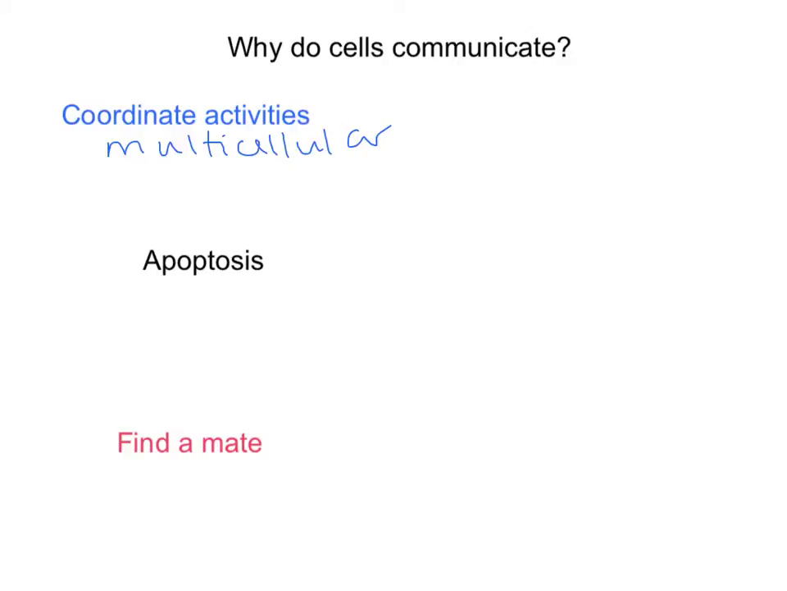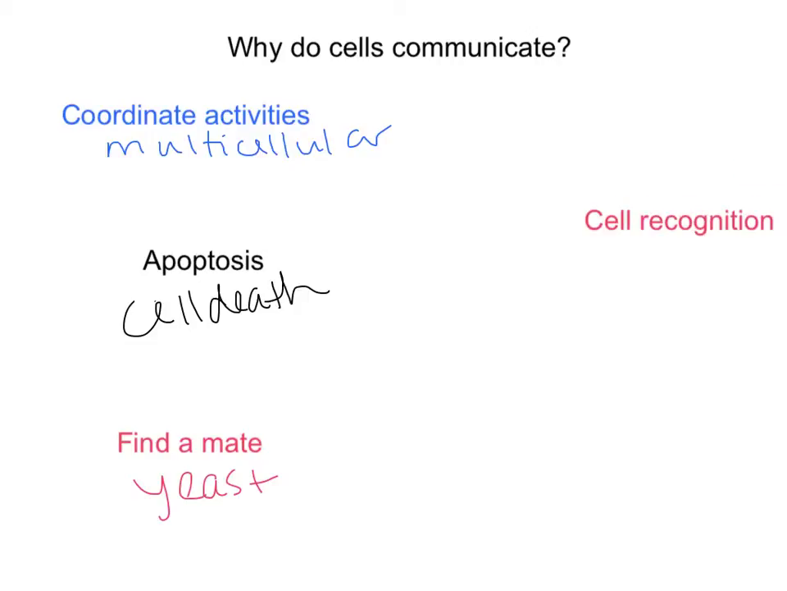Another one would be apoptosis. Remember apoptosis was cell death. That's a programmed cell death for whatever reason. The cell is committing suicide. It's infected. Something wasn't transcribed properly. Whatever. All of those would be a reason why cells would need to communicate, as well as cell recognition. It needs to be able to recognize the cells that are around it.